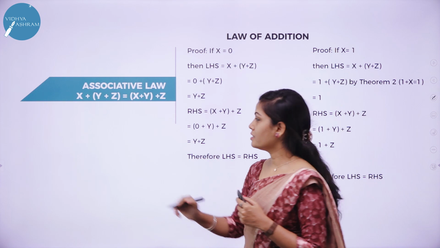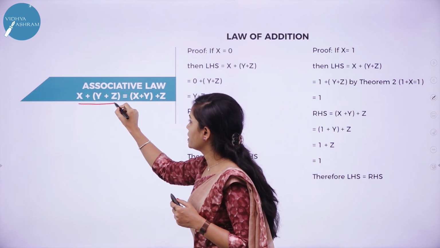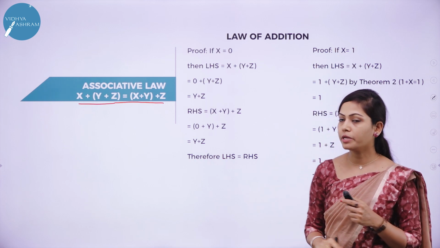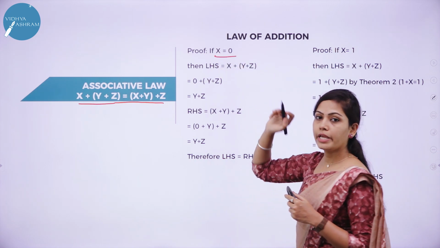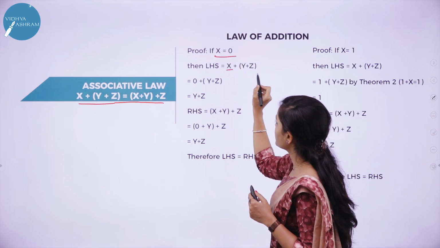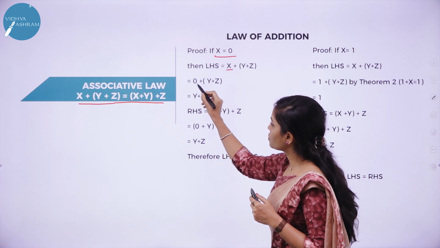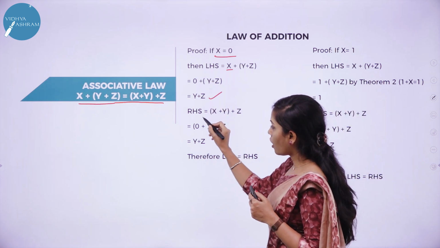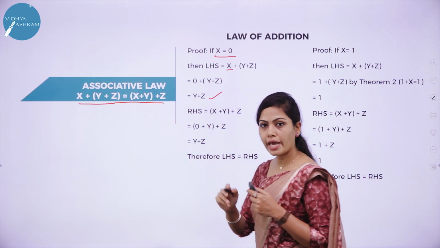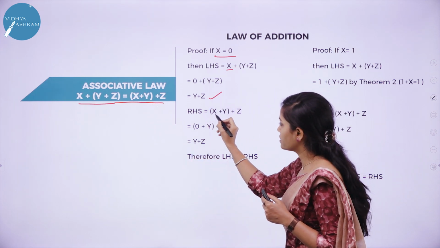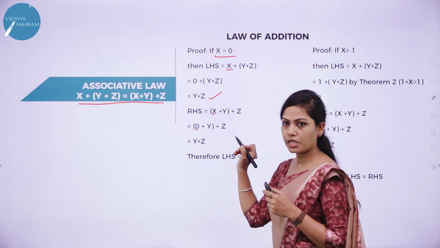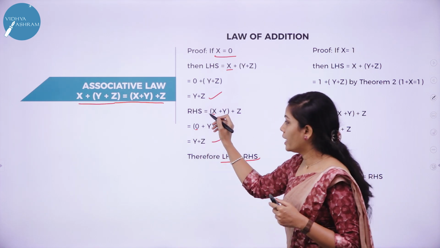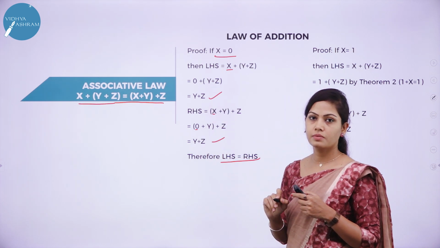So, next theorem is x plus y plus z is equal to x plus y plus z. Again you can follow the same steps. If x is equal to 0, in place of x, substitute the value of x, x is equal to 0. So, 0 plus y plus z is y plus z only. And RHS is equal to x plus y plus z. In place of x, substitute 0. 0 plus y plus z is equal to y plus z. So, LHS is equal to RHS.